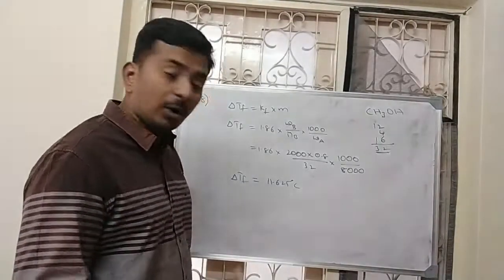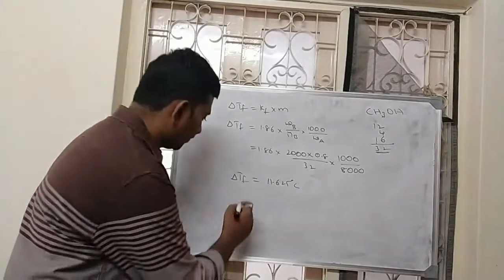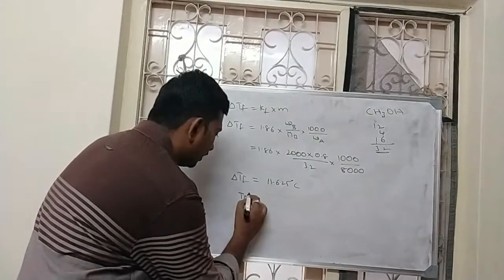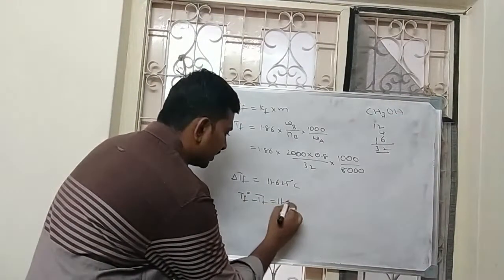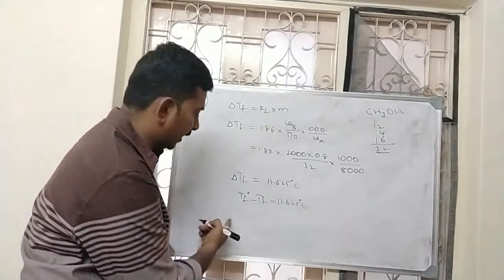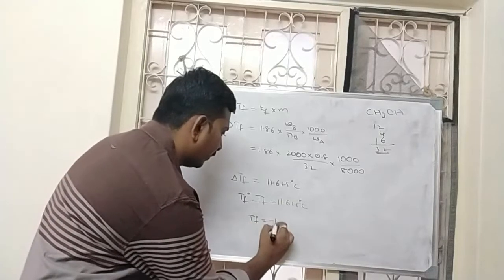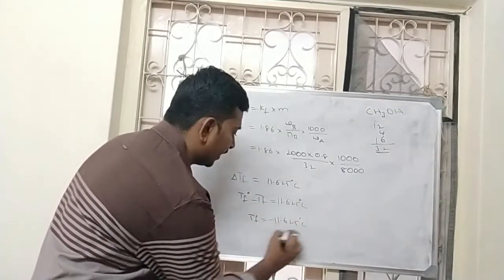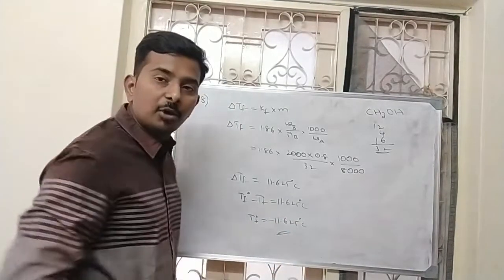Let us calculate the freezing point of the solution. We know that delta Tf is Tf naught minus Tf, which is 11.625. Tf naught for water, the solvent here, is 0. So the value of Tf will be minus 11.625 degrees centigrade. This is the freezing point of the solution.